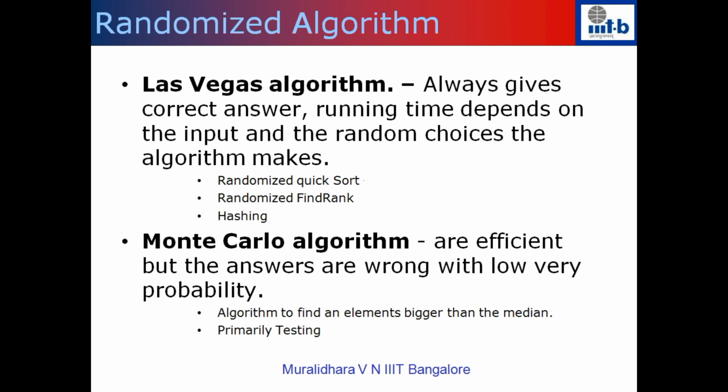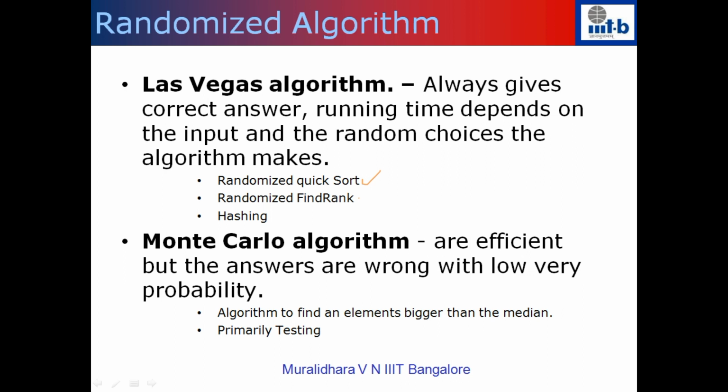For example, we have seen the randomized quicksort. The randomized quicksort is expected to sort the given sequence all the time. What is not guaranteed is the running time of the algorithm. In the worst case, this can take order n square time, but in the last video we have seen that on average it takes only n log n. So the running time is an expected thing, but it always gives the correct answer.